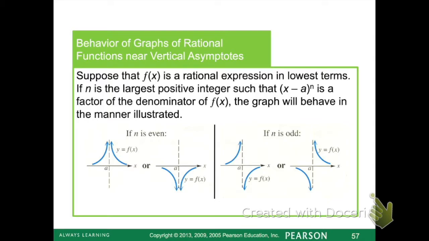Let's look at the behaviors of our graph at different vertical asymptote situations. If I have a vertical asymptote and it has a degree on it, so an n value that's even, I'm going to have a volcano happening. It's either going to volcano up or it's going to volcano down. If I have an asymptote that has a degree or a multiplicity of an odd number, I'm going to have something like we have on the right here, where one side goes up to positive infinity and one side goes down to negative infinity.